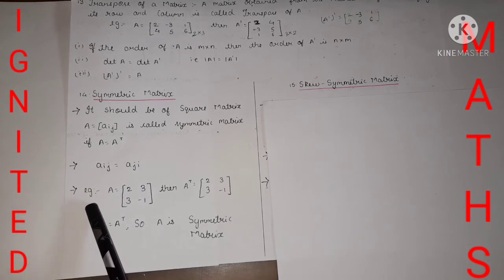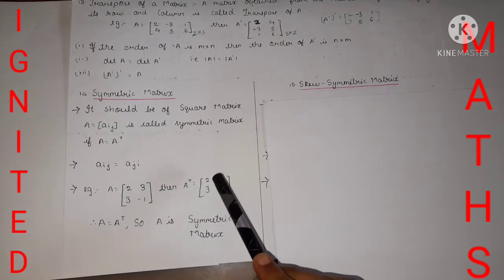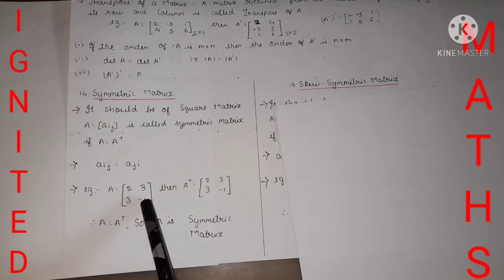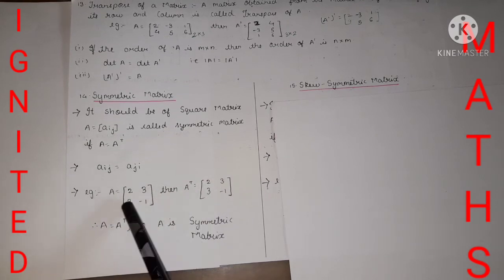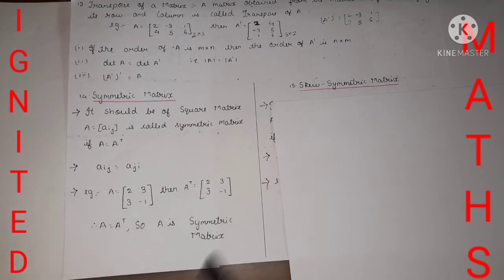I have already given an example for it. A is equal to 2 3 3 minus 1, in matrix form, and after transposing it, the first row will become my first column, and my second row will become my second column. After transposing I have the same terms, so A is equal to A transpose, so A is a symmetric matrix. This is what the symmetric matrix says.